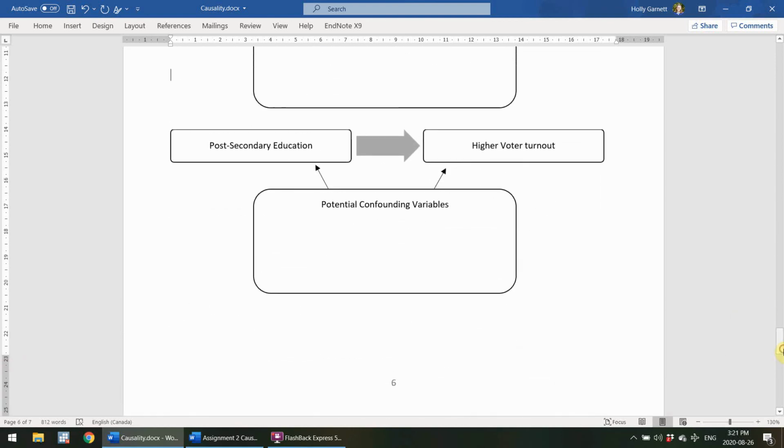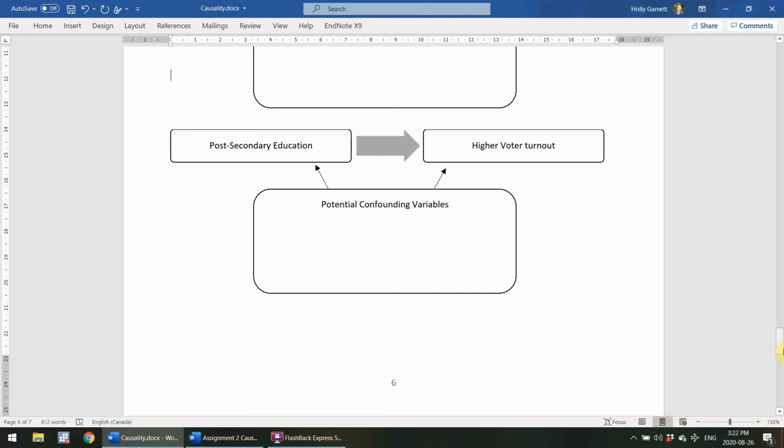So let's try another one. Post-secondary education and higher voter turnout. That is a well-documented relationship, that if you have post-secondary education, you're going to be way more likely to vote. But is it that post-secondary education causes higher voter turnout? Some people would say yes. Some people would say you go to post-secondary education, you learn more critical thinking skills. It makes you want to be part of the government or part of voting more. It makes you feel more empowered. It makes you part of the network of people who are likely to vote.